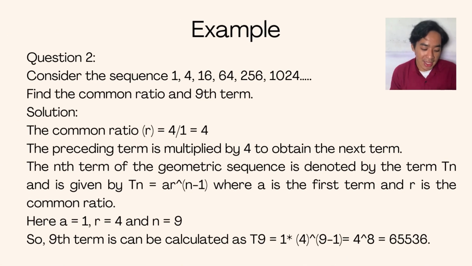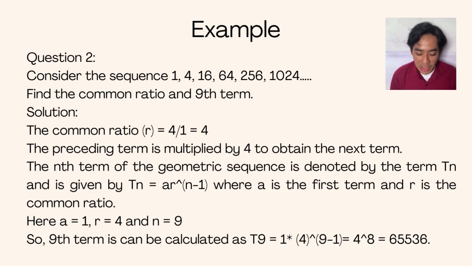Okay, the last is the example for question number 2. Consider the sequence 1, 4, 16, 64, 256, and 1024 and so on. Find the common ratio and 9th term. So the solution: the common ratio R is equal to 4 over 1. So R is equal to 4. The preceding term is multiplied by 4 to obtain the next term.